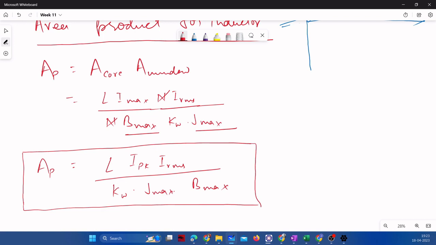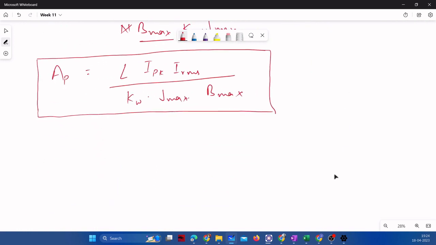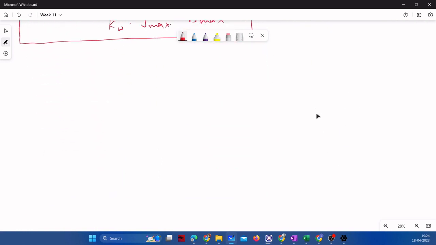And as you increase the J max and B max, your area product will keep reducing. So as you use higher and higher values of saturation flux density and current density, area product will keep reducing. So let us see a problem based on area product.